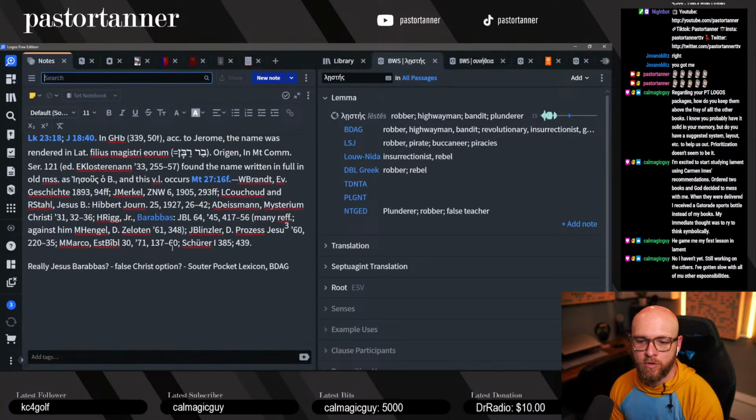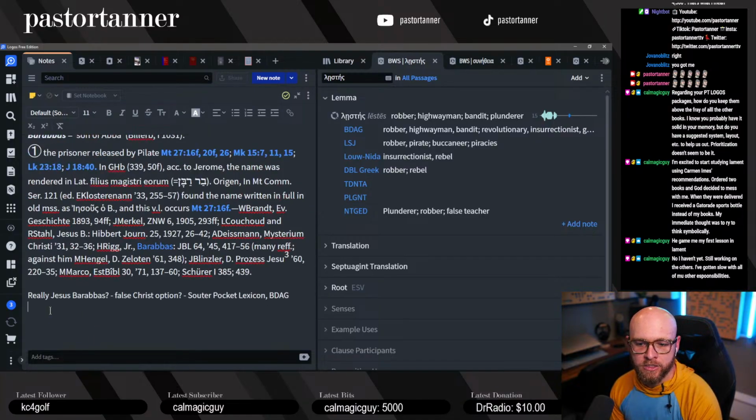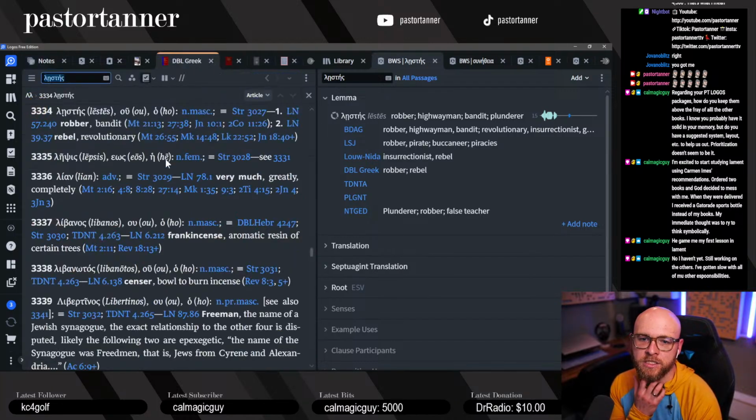So let's go ahead and grab, again, Laestes here. And let's start again with DBL. So DBL says, masculine noun, robber, bandit, Launida, robber, Launida, rebel, or revolutionary. So the Launida has 2 here. Let's go to that next.